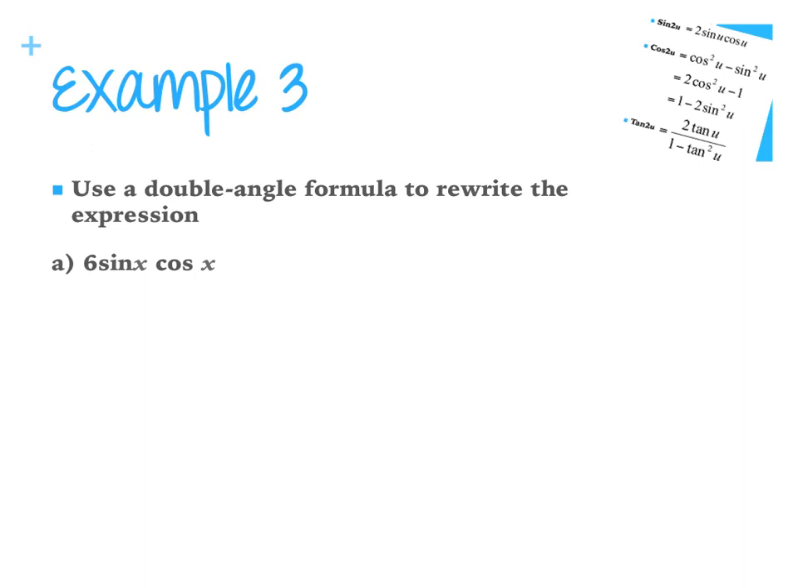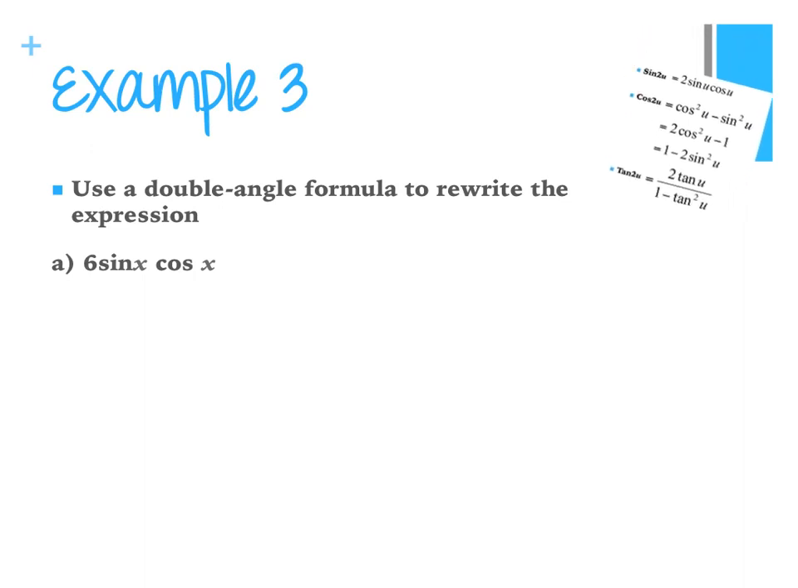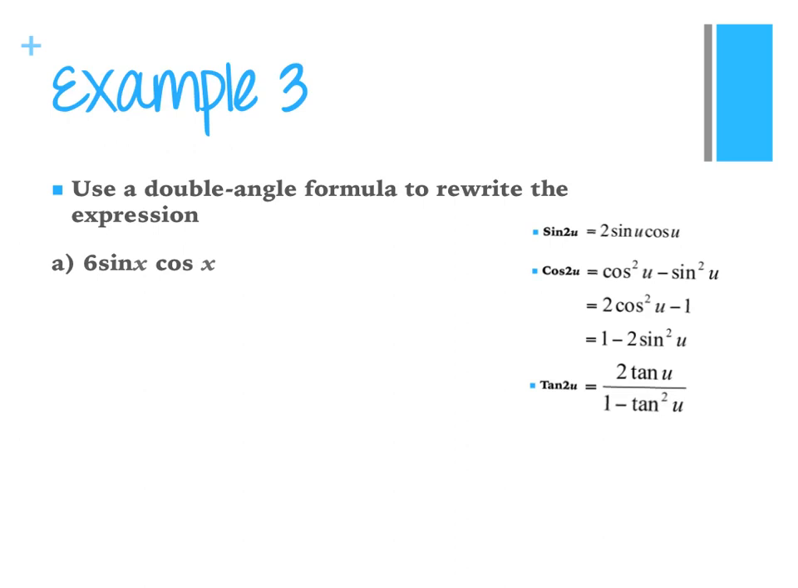All right, this says use the double angle formula to rewrite the expression. So now we're working the other way around, okay? This is already the expression, and you want to figure out which one it is. So if I look at the patterns that I'm given, and I pulled them in on the top over here, which of these has the product of the sine and the cosine? Sine of 2u. That's the one that's got the product. But it is 2 times sine u cosine u.